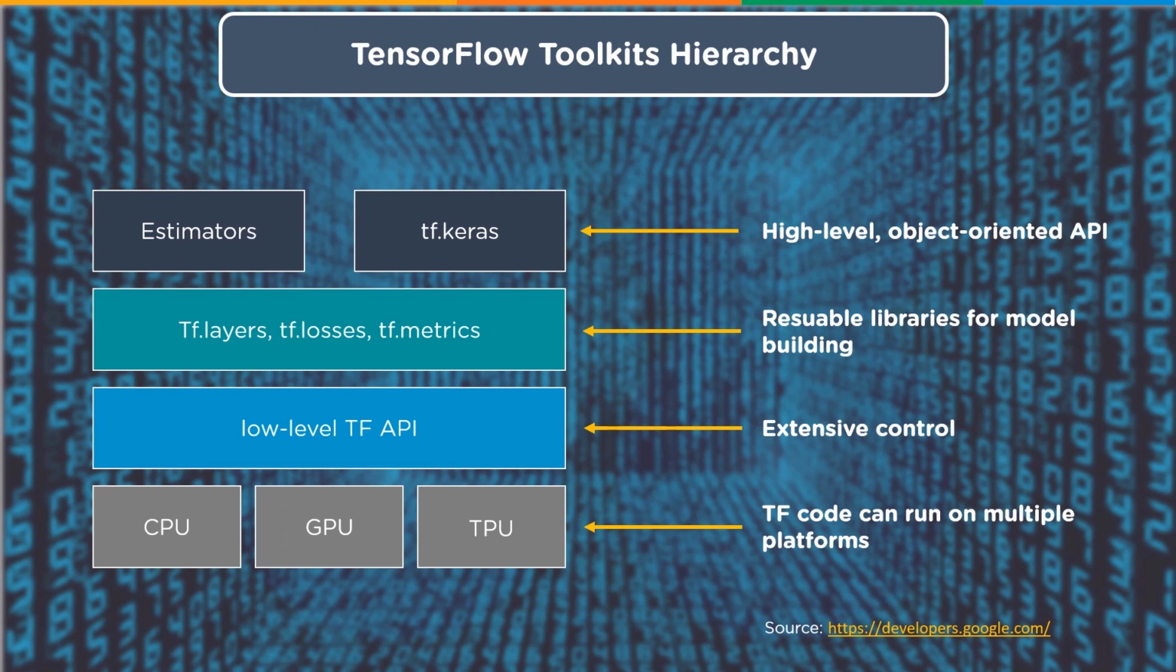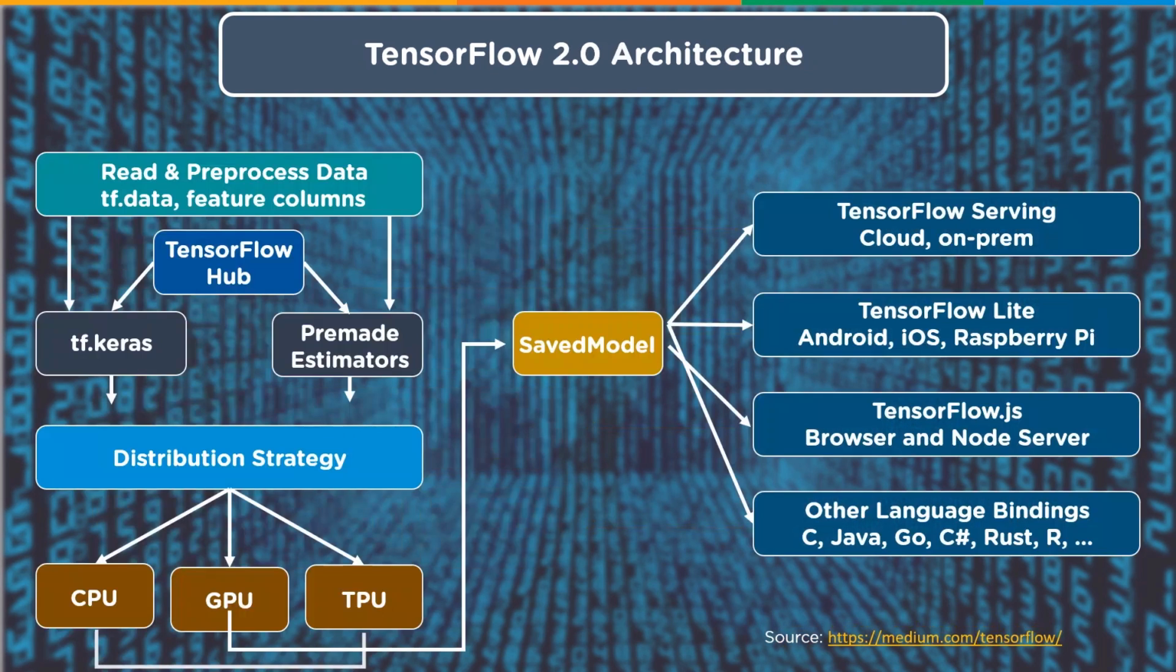And moving on from the hierarchy to the architecture, in the TensorFlow 2.0 architecture, you can see on the left, this is usually where you start out, and 80% of your time in data science is spent pre-processing data, making sure it's loaded correctly and everything looks right. So the first level in TensorFlow is going to be your read and pre-processed data, your TF data feature columns. This is going to feed into your TF Keras or your pre-made estimators, and you have your TensorFlow Hub that sits on top of there so you can see what's going on.